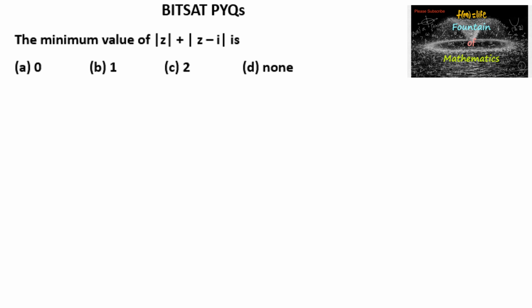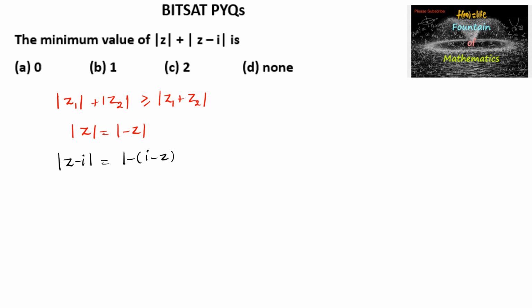We need to find the minimum value of mod z plus mod of z minus i. Since we have the property mod of z1 plus mod of z2 must be greater than or equal to mod of z1 plus z2, and also mod of z is equal to mod of negative z. So let us consider here mod of z minus i, which is equal to mod of negative of i minus z, which is equal to mod of i minus z.